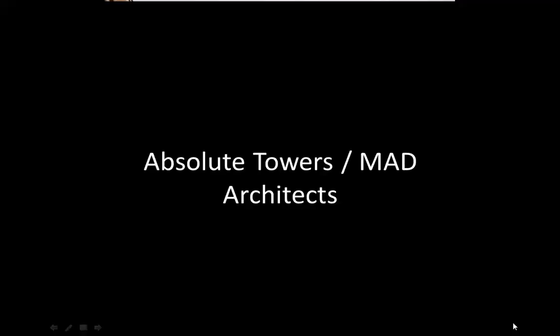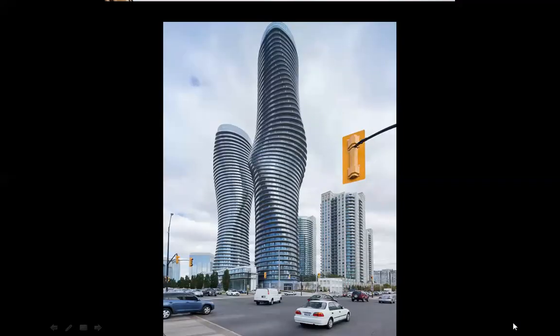Now, the Absolute Towers, again, with MAD Architects, many of the works are using the fluidities of contemporary technology. But in this particular case, it's very clear that they used Grasshopper and Rhino, and they built these towers in Toronto, in Canada, but I don't know if it is in Toronto. I should have double checked.